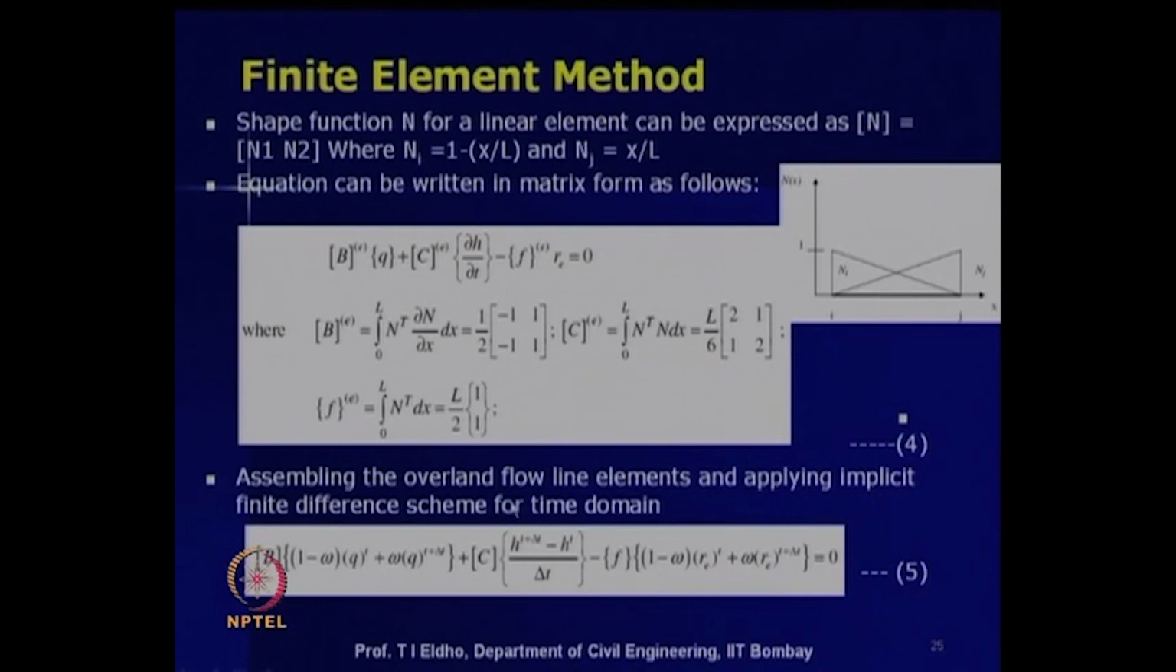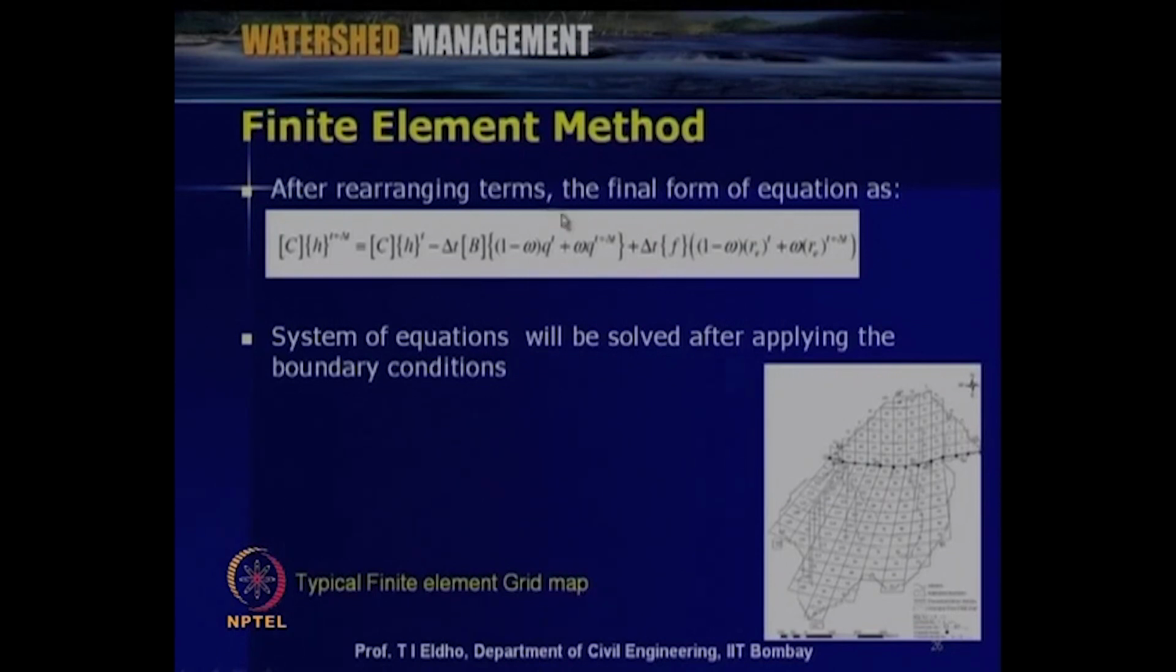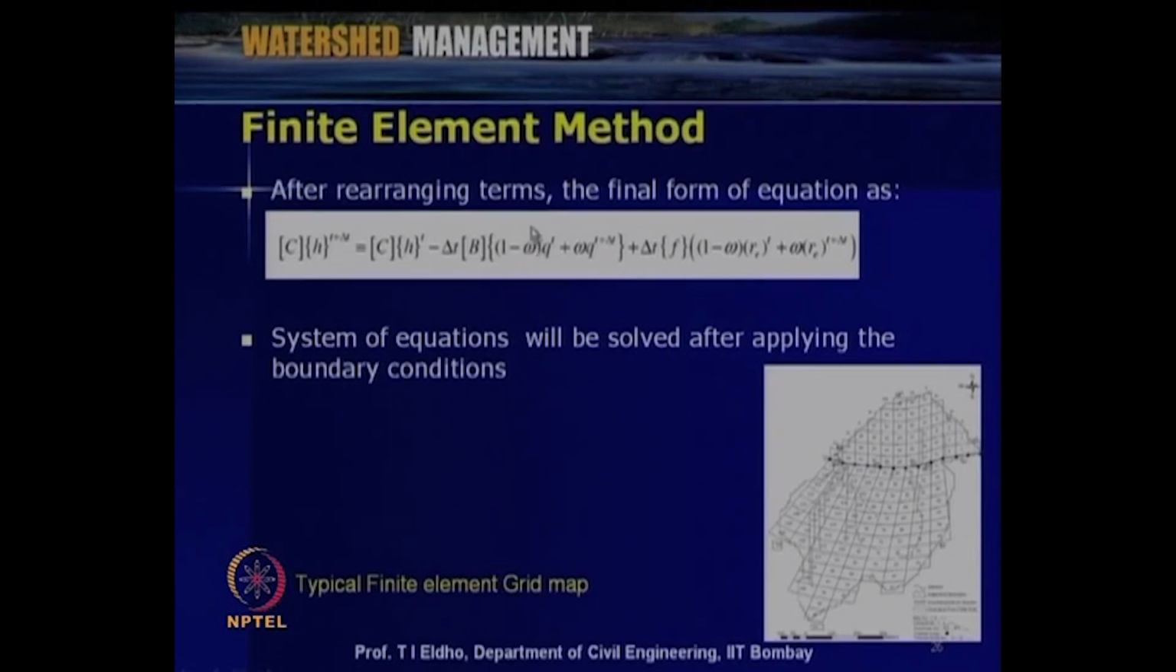And then finally, we can assemble by considering all the line elements, and then time is concerned. This model was developed at IIT Bombay by one of my PhD students. He used an implicit finite difference scheme as we mentioned here. The final system of equations is given here, and after rearranging the terms we will get a final system like this. If you are using the Crank-Nicolson scheme, here omega will be 0.5, and in this scheme we apply the boundary conditions and initial conditions, and then we can solve the system of equations.